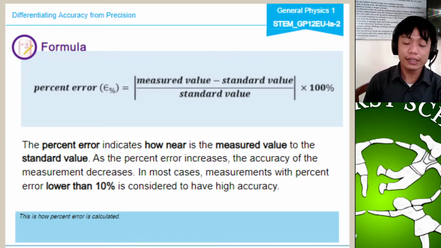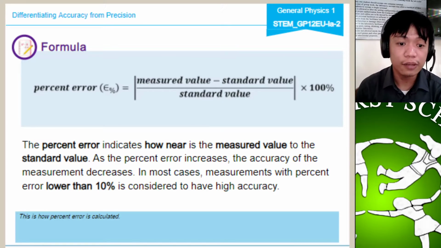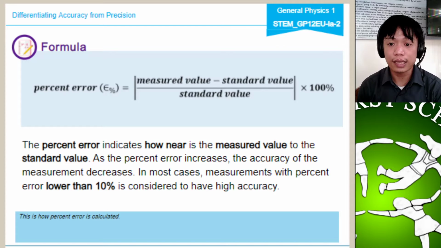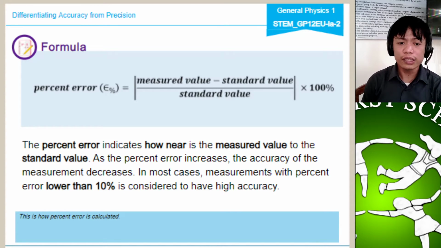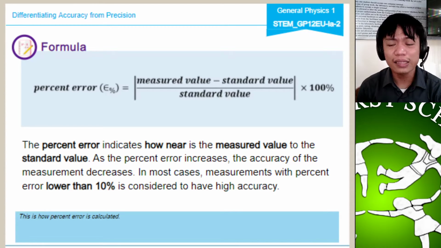As the percent error increases, the accuracy of the measurement decreases. How do you say so that if the percent error increases, the accuracy of the measurement decreases? Kasi habang papalayo yung mga value, or kapag pataas ng pataas yung percent error natin, meaning to say, yung accuracy ng measurement is nawawala na. Parang lumalayo na siya sa standard value.